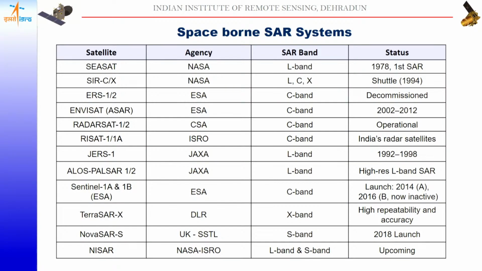So this is a summary of all the spaceborne SAR systems. You can see from SEASAT, SIR, IRS-1, ENVISAT, RADARSAT-1, 2, RISAT-1A, JERS, ALOS, PALSAR, Sentinel, TerraSAR-X, NovaSAR and NISAR.